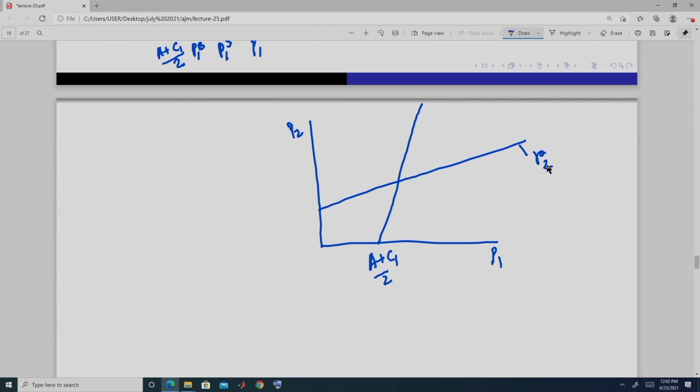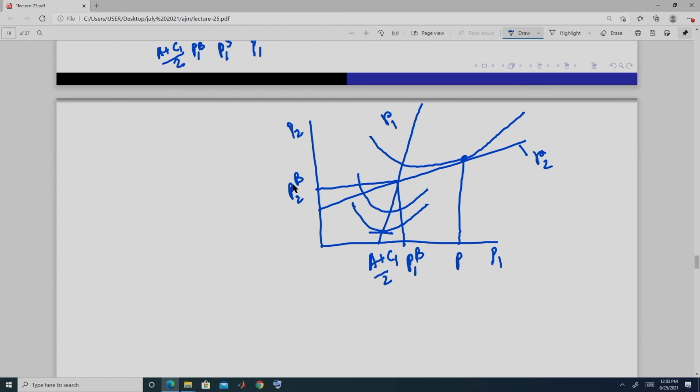This is the reaction function of firm 2, this is the reaction function of firm 1, and the isoprofit curves are like this. So, it is here, and we will get a curve like this. Suppose this is the Bertrand outcome when both the firms decide the price simultaneously. This is the Stackelberg outcome when firm 1 moves first and firm 2 moves second.